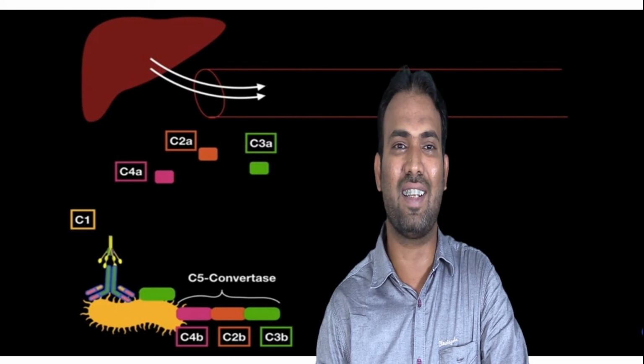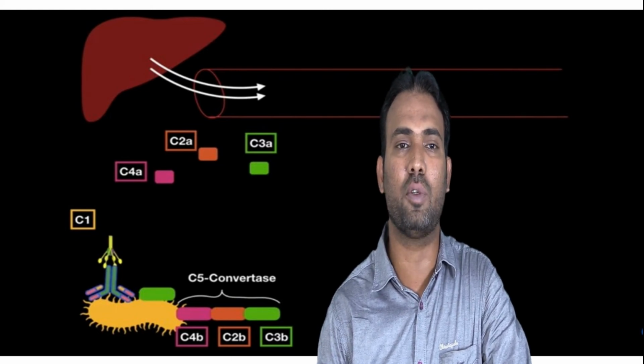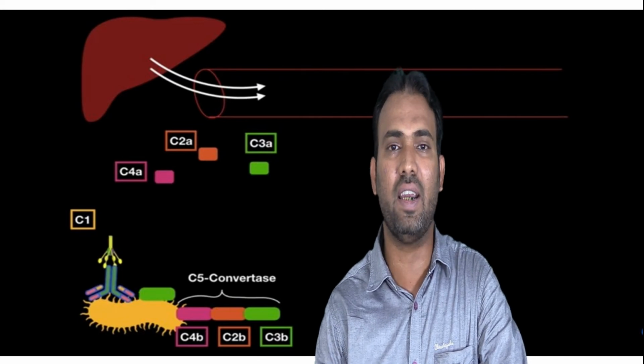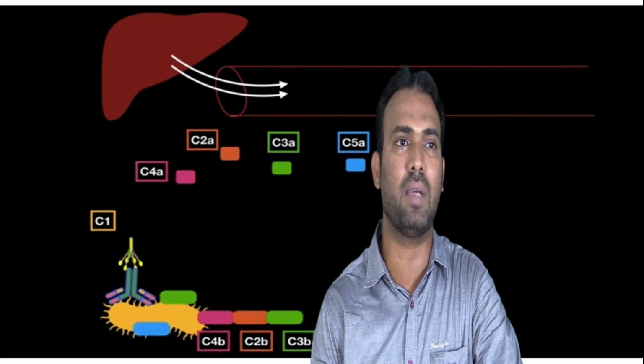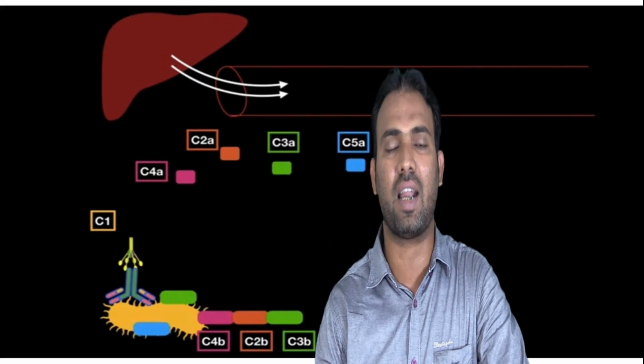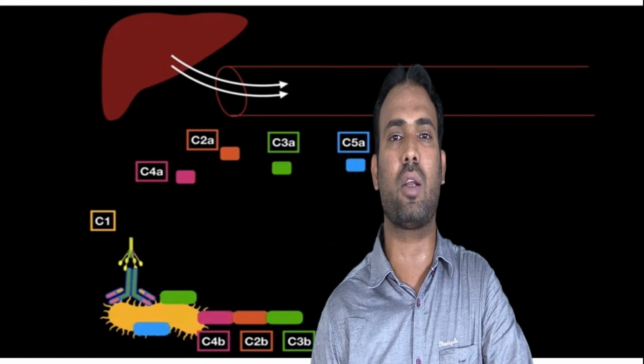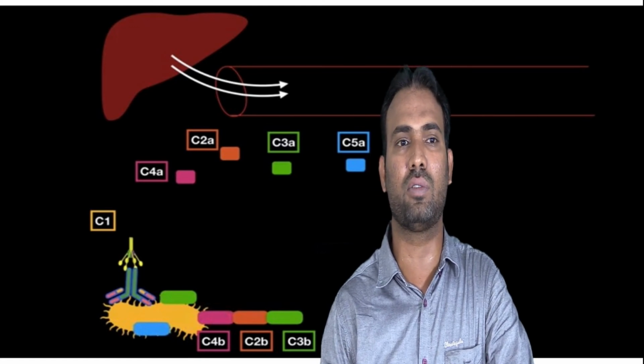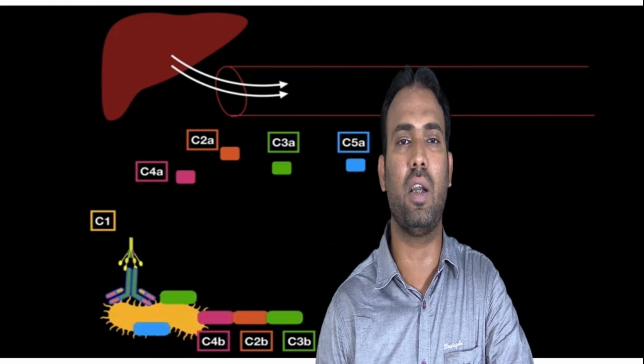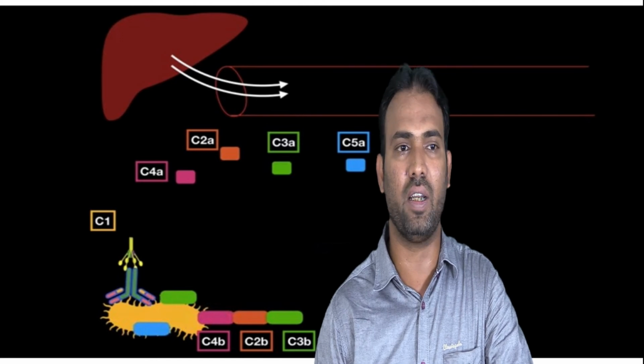We must understand the difference between the adaptive and innate immune systems. Innate means it is a natural immune system, but the classical pathway is the adaptive immune system. So you need to acquire some external resources for this particular pathway to happen in our body.